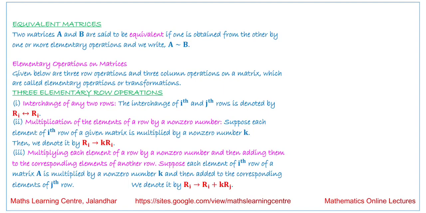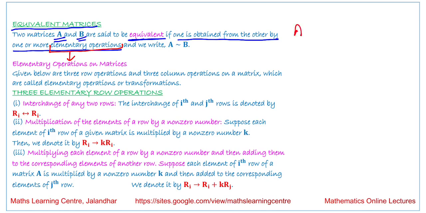The definition of equivalent matrices is: two matrices A and B are given, and they are said to be equivalent if one is obtained from the other by one or more elementary operations. This term, elementary operation, is defined over here. And if the two matrices are equivalent, we write it like A is equivalent to B.